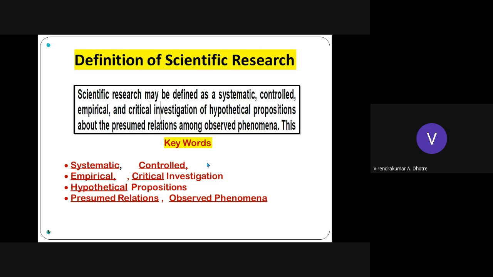Critical investigations: critical means, suppose A plus B is equal to C, we criticize that A plus B is not equal to C. If we are wrong, the previous statement becomes correct, and if we are right, the previous statement becomes wrong. So this is the kind of investigation of hypothetical propositions. Hypothetical, as we have shown, means assumptions. Regarding those assumptions, which we have converted into formulas, we make a systematic, controlled, empirical research, and we come up with the observed phenomena. Observed phenomena means the results.